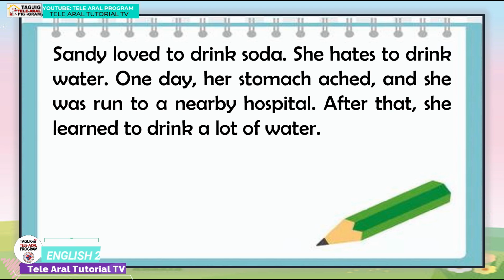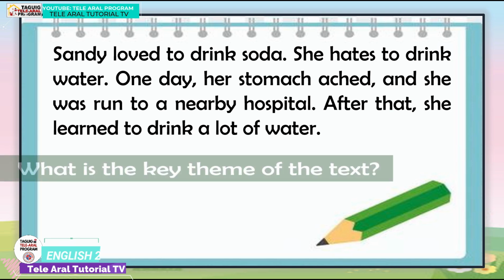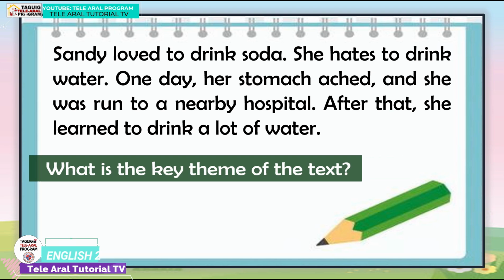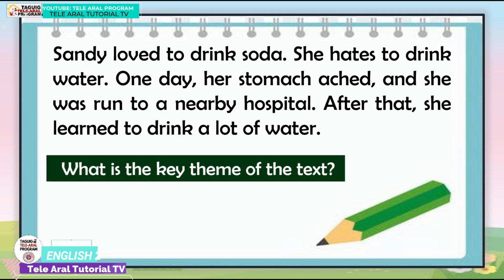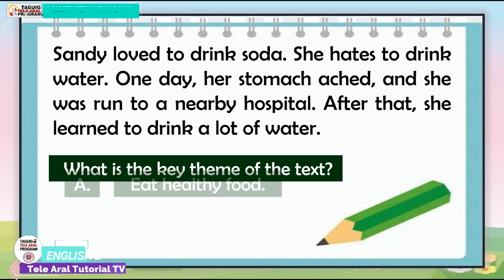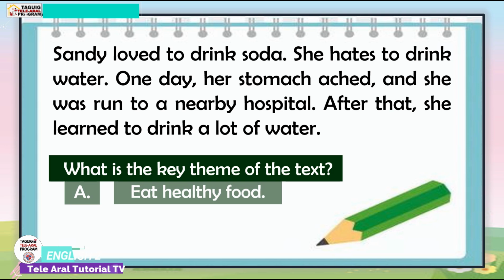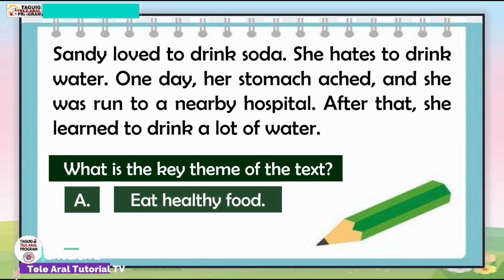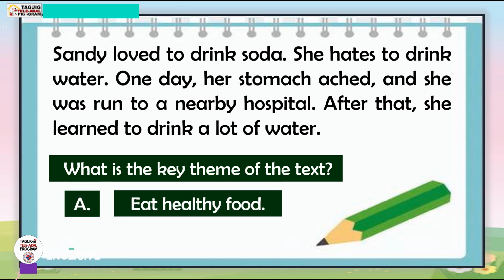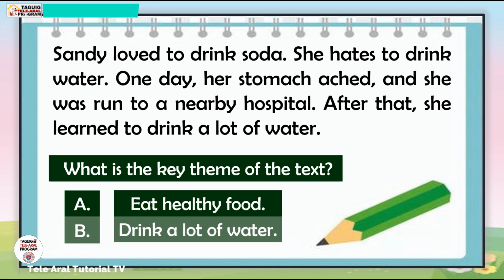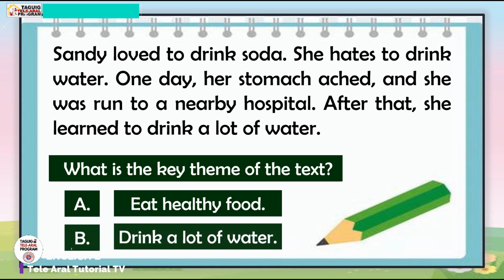Let's have another example. Sandy loved to drink soda. She hates to drink water. One day, her stomach ached and she ran to a nearby hospital. After that, she learned to drink a lot of water. What is the key theme of the text? A. Eat healthy food. Or letter B. Drink a lot of water.